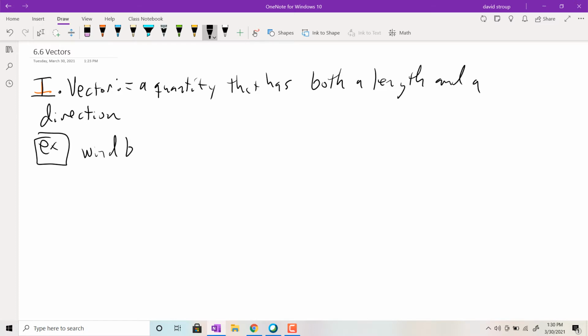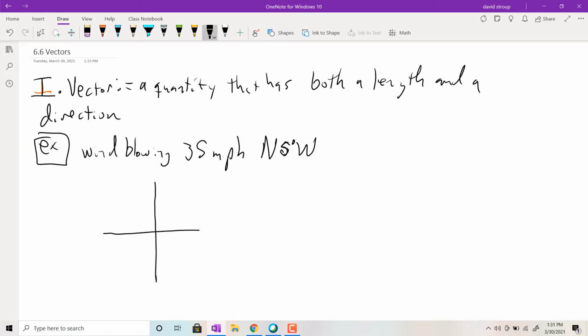Wind blowing 35 miles per hour at north 5 degrees west. Okay. The first thing we're going to note is kind of a geometric way of talking about vectors. Okay, so this is a 5, not an S, if you're wondering. And I could represent wind blowing 35 miles per hour using an arrow. Okay, so north 5 degrees west would be about right here.